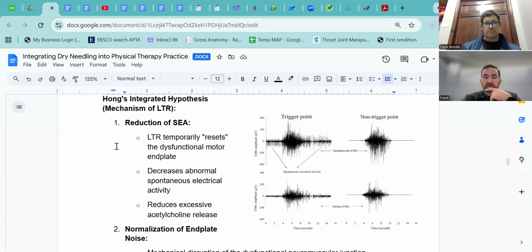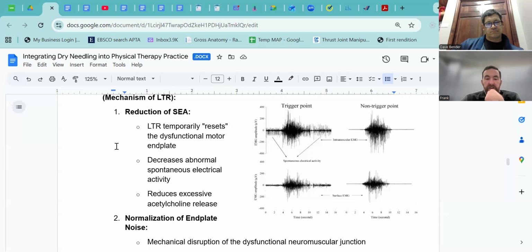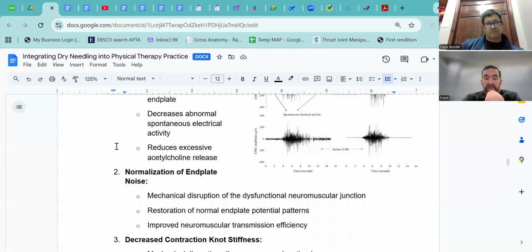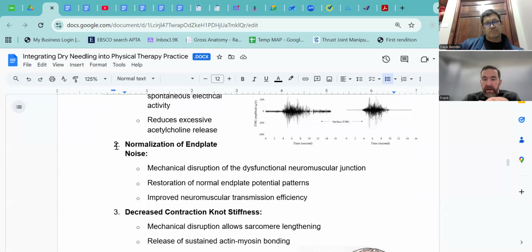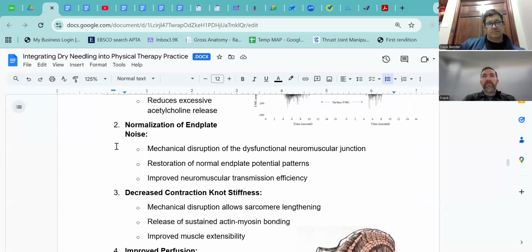So with needling, as we reduce this spontaneous electrical activation, this is going to reduce that excessive acetylcholine release. That then leads to normalizing of this end plate noise, which is another name for that activity up there. You have this mechanical disruption of the dysfunctional neuromuscular junction, and you can restore normal end plate potential patterns. So clean, quiet, then it fires, then it's clean and quiet again, which improves neuromuscular transmission efficiency and helps with the metabolic fatigue as well.